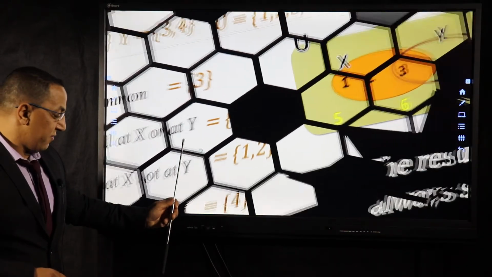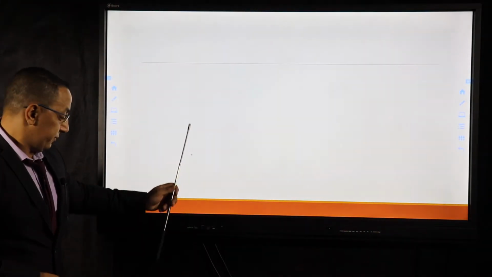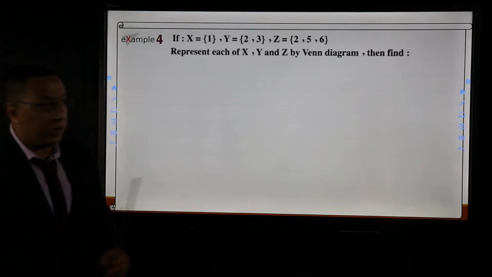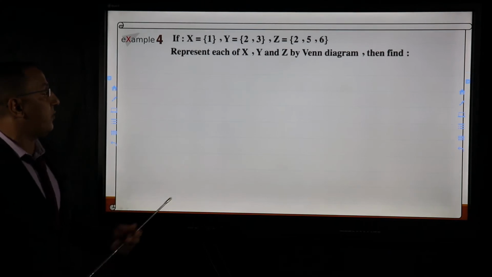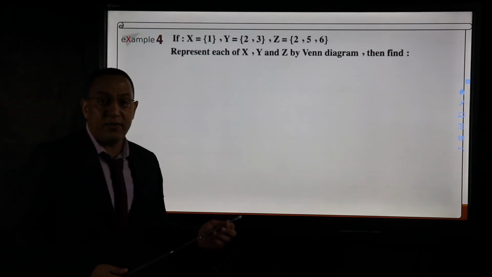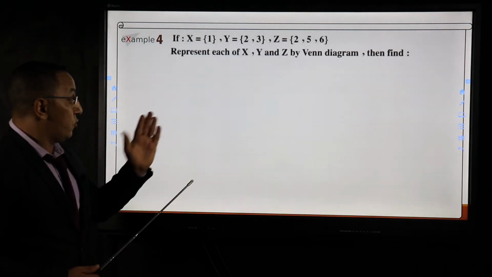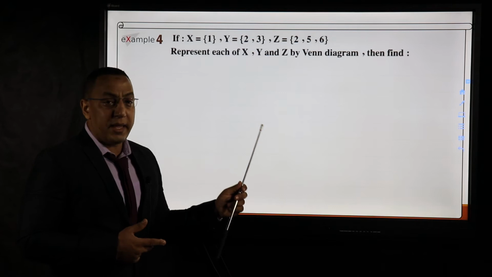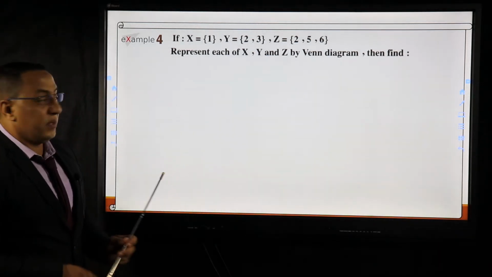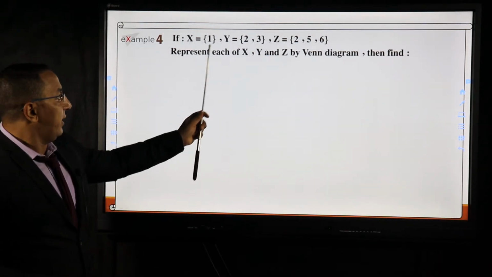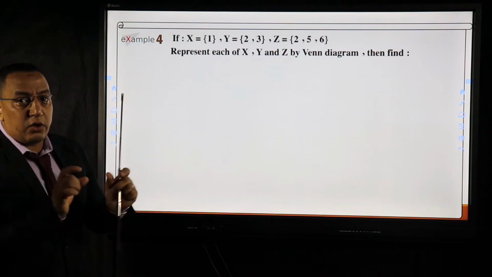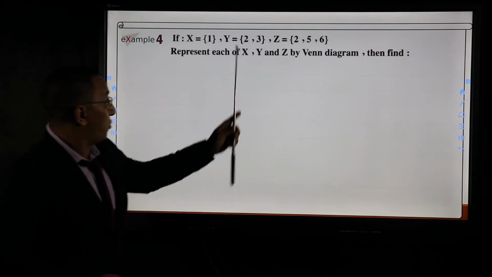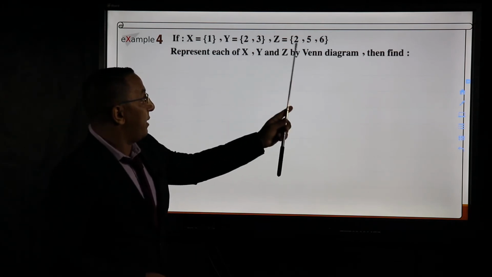Now I have an example. Example 4. Here x equals {1}, y equals {2, 3, 4}, z equals {2, 5, 6}. Represent x, y and z by Venn diagram, then find the following. Here, by looking carefully, x and y are not common, or they don't have any common elements, but y and z have a common element, which is 2.